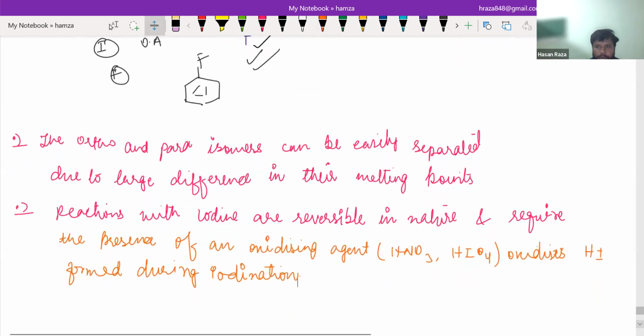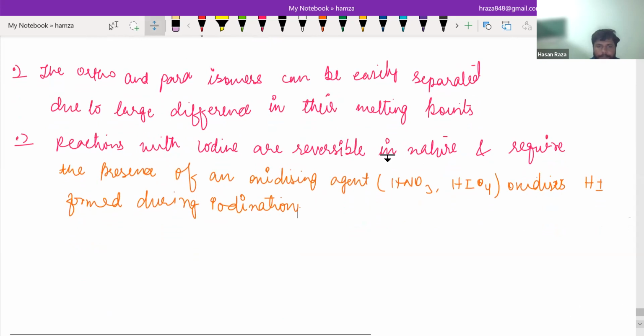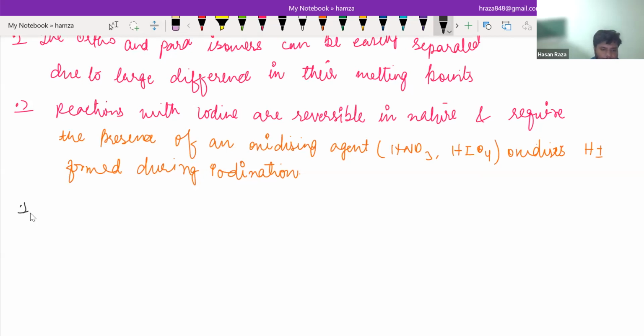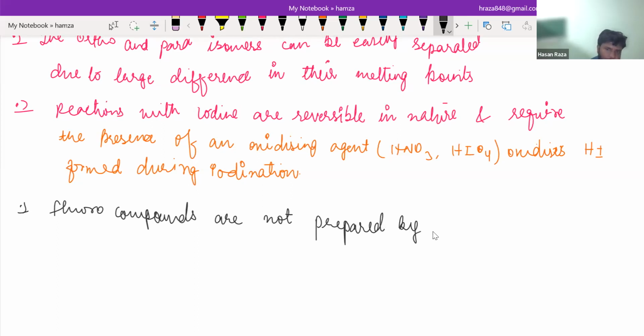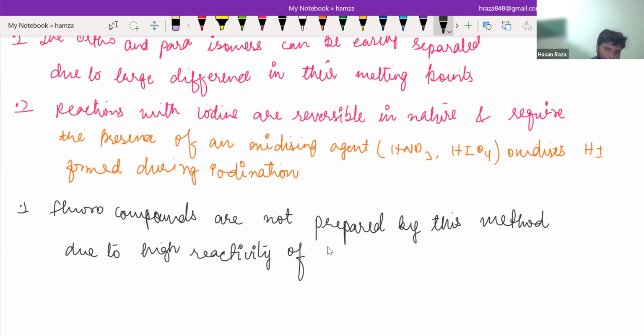There is another point for fluorine. Fluoro compounds are not prepared by this method due to high reactivity of fluorine. So this is how we prepare haloarenes.